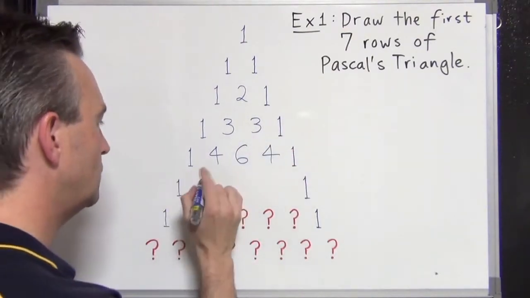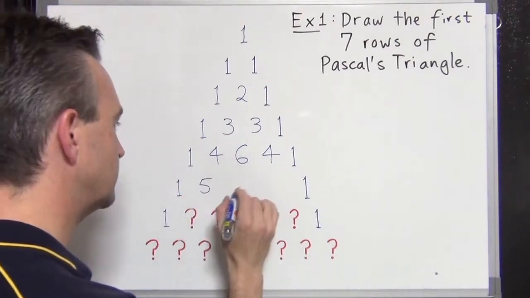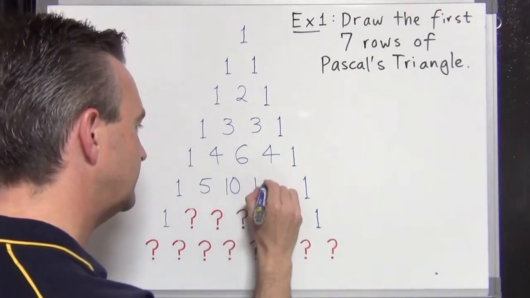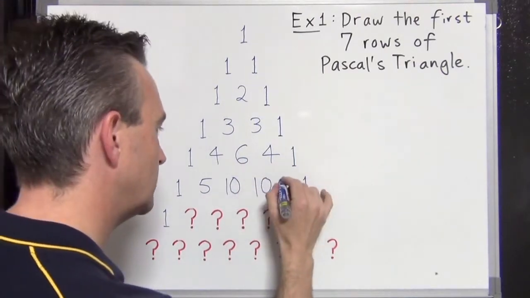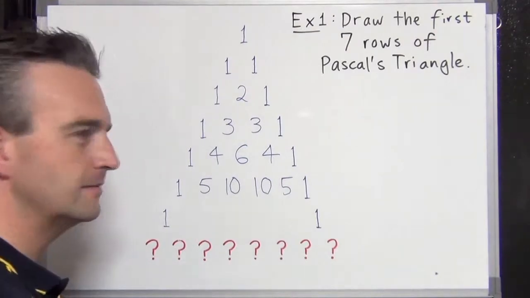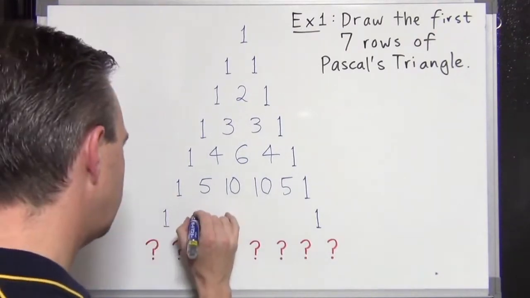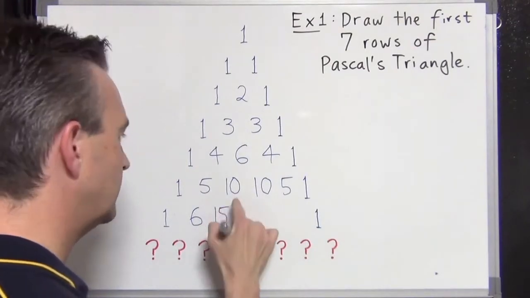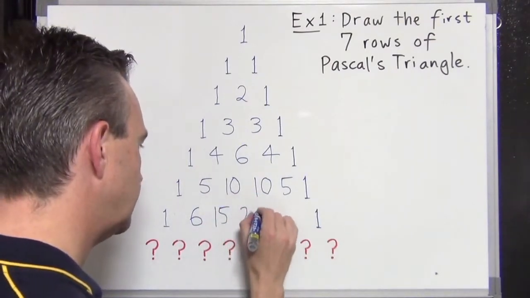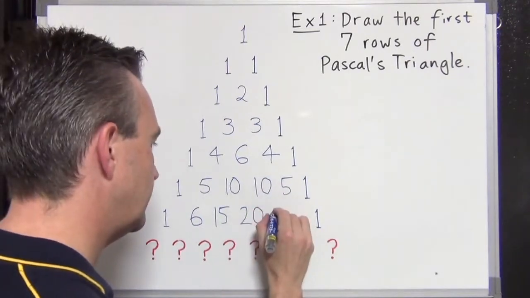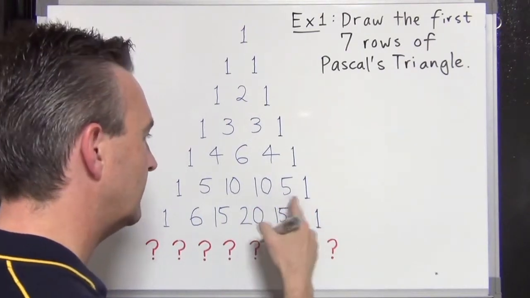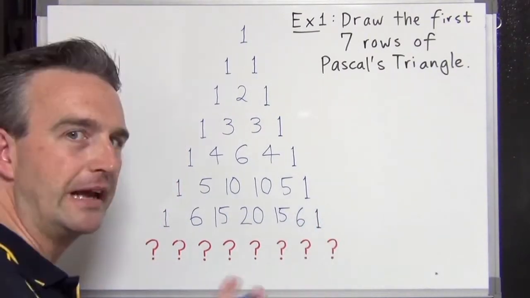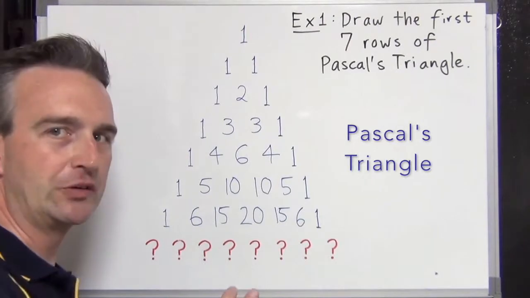And the next, 1 plus 4, 5. 6 plus 4, 10. 6 plus 4 again is 10. And here we've got 4 plus 1, which is 5. And our 7th and last row here, 1 plus 5 is 6. 5 plus 10 is 15. 10 plus 10 is 20. 10 plus 5 is 15. 5 plus 1 is 6. We'll just squeeze that in there, and we have our 1 at the end. And that, friends, is how you draw Pascal's triangle.